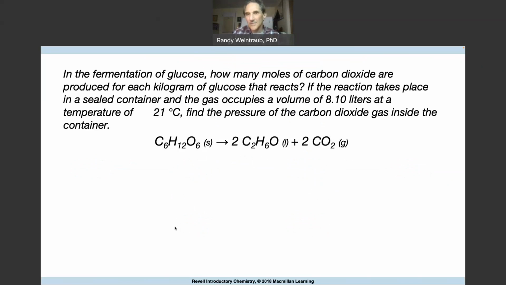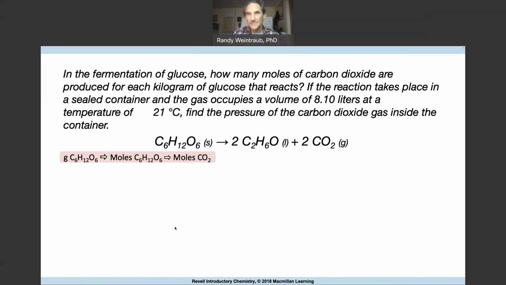The fermentation of glucose: how many moles of carbon dioxide are produced from a kilogram of glucose that reacts if the reaction takes place in a sealed container and the gas occupies a volume of 8.10 liters at a temperature of 21 degrees C? Find the pressure of the carbon dioxide inside the container. To solve this problem, we first need to relate grams of glucose to moles of carbon dioxide. And we've done similar problems to this point.